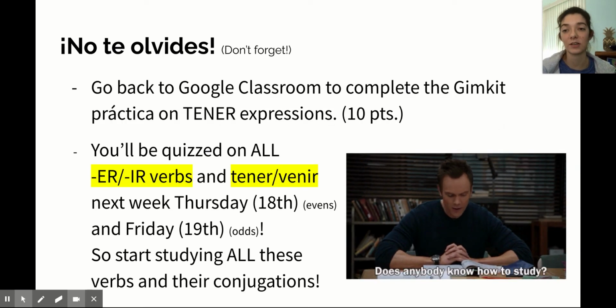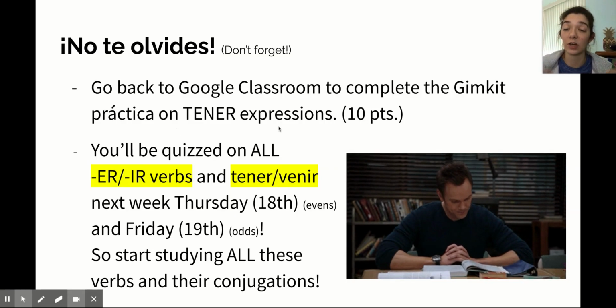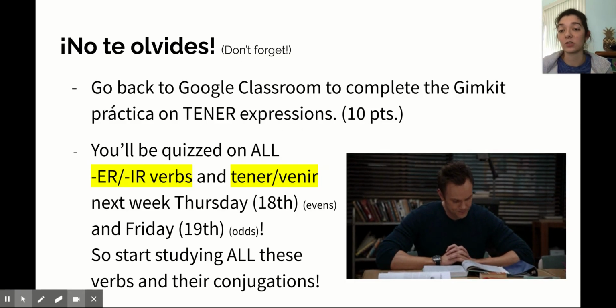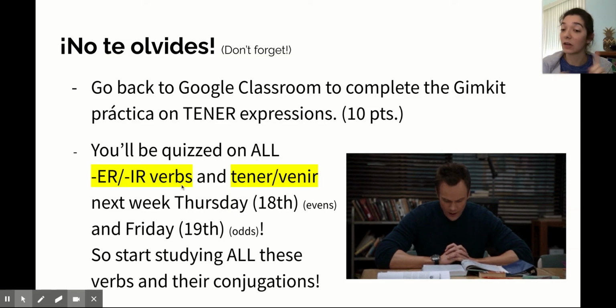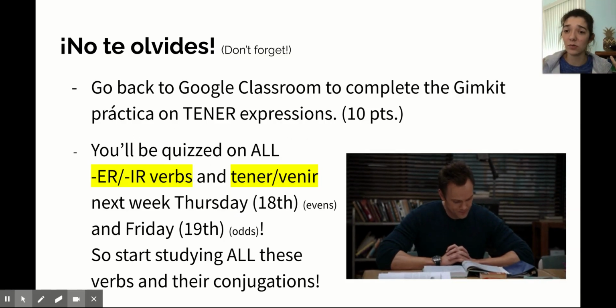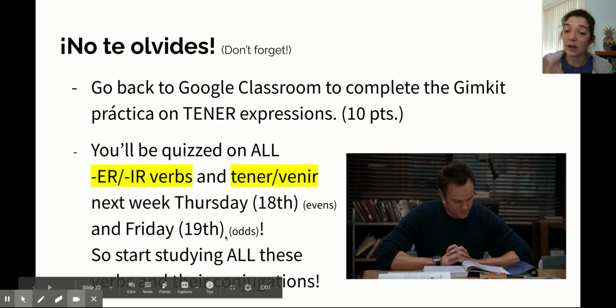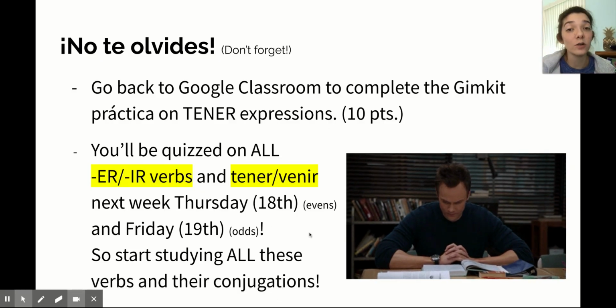Alrighty, and the last thing, guys, no te olvides, don't forget. You're going to go back to Google Classroom right after this. You're going to complete the Game Kit practice on TENER expressions. That's the other half of this 20-point assignment: 10 points for doing this, 10 points for doing that. You can't do that without practicing those TENER expressions first. Also, don't forget, you're going to be quizzed on your ER and IR verbs, which we learned last two weeks, and TENER and VENIR next week. Thursday for my evens, Friday for my odds. So please start studying all those verbs and all those conjugations.